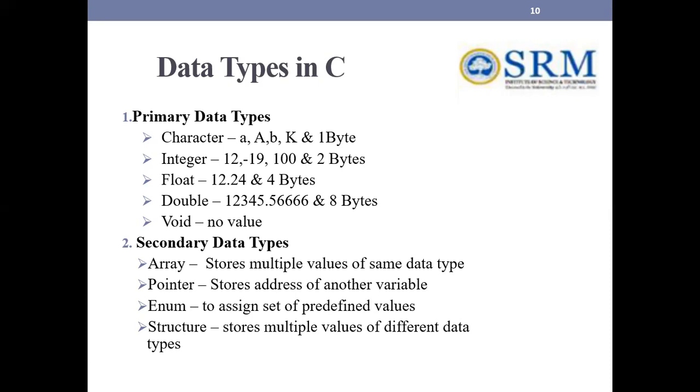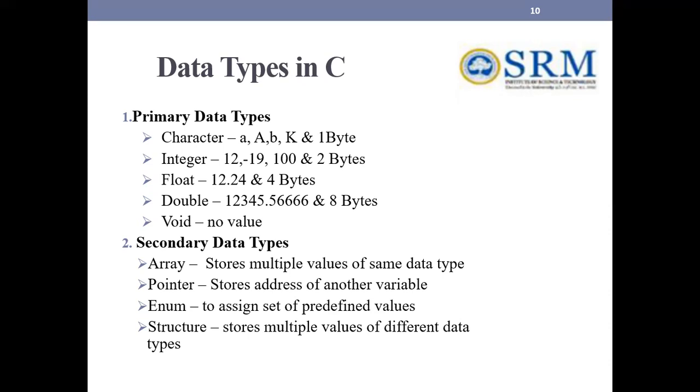And integer is a whole number. It can be positive or it can be negative. It occupies 2 bytes in memory. So integer has 2 bytes in memory. And float. Float means we have an integer part and a decimal value. It needs 4 bytes of memory to store the values. That is called the float data type.